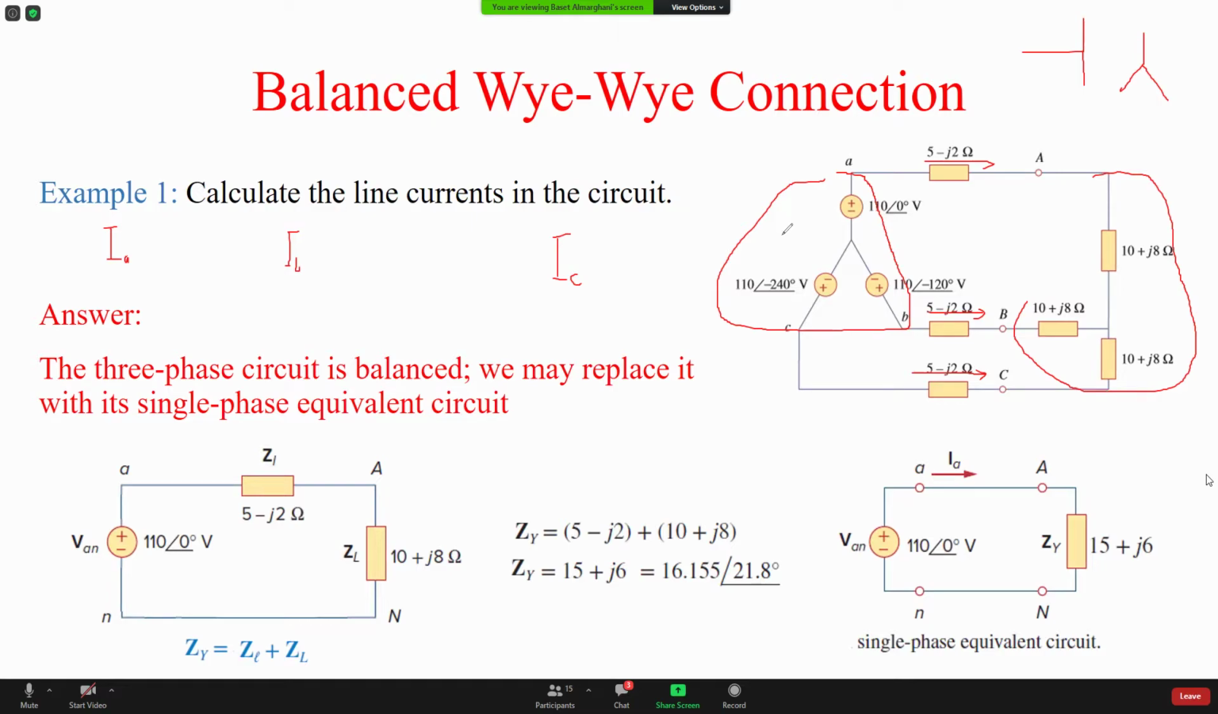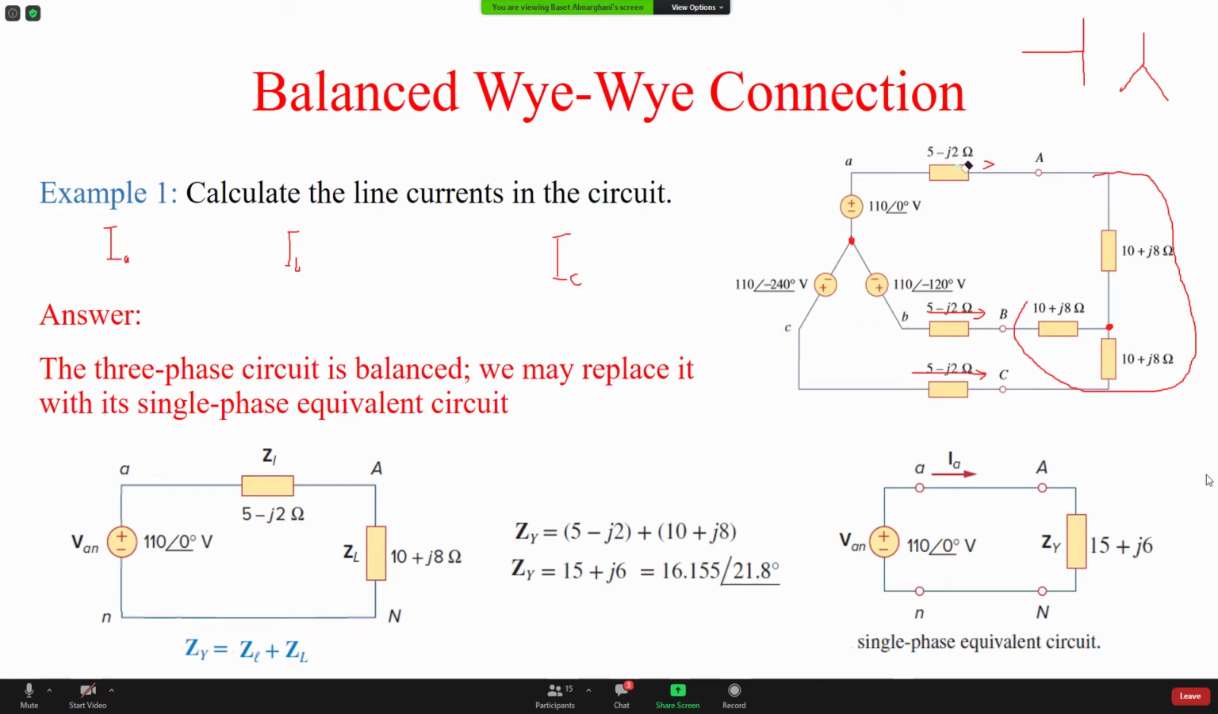Single phase circuit. And what is the single phase? From the neutral point to the neutral point. Assuming it's balanced, means the neutral here is 0 volt, the neutral here is 0 volt, so this is the same. So this is how I do it. I'm gonna go from the neutral, go through one phase until I get to the neutral of the load.